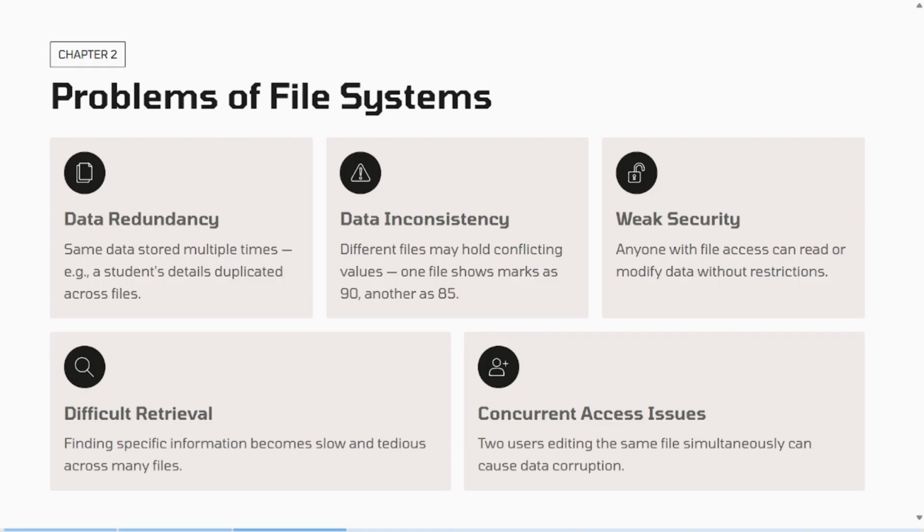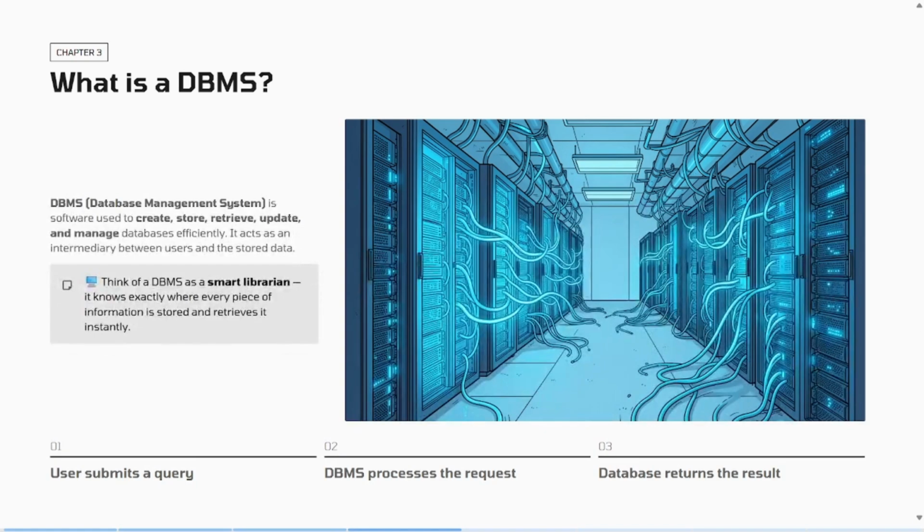In the file system, we can access the file by writing C, C++, Java programs. But in DBMS, we can access the file by writing a single SQL query. We do not need to write the entire program. Just a single query is enough to extract the data, to search the data.